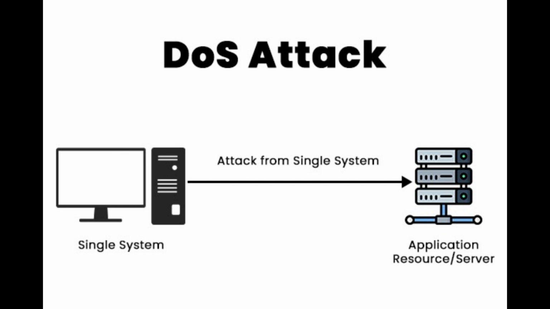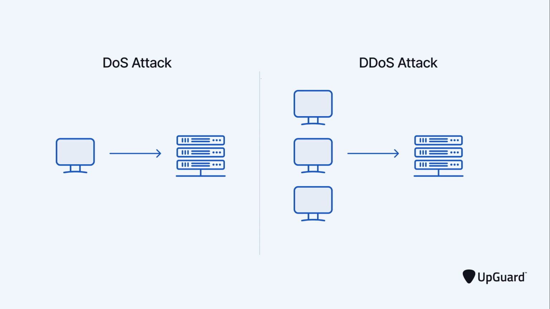A distributed denial-of-service attack, or DDoS, takes this concept much further. Instead of one machine, DDoS attacks involve thousands, or even millions, of machines flooding a target simultaneously. These machines are typically part of a botnet, a network of devices infected with malware and controlled by an attacker. The scale of DDoS attacks makes them far more dangerous and harder to defend against.